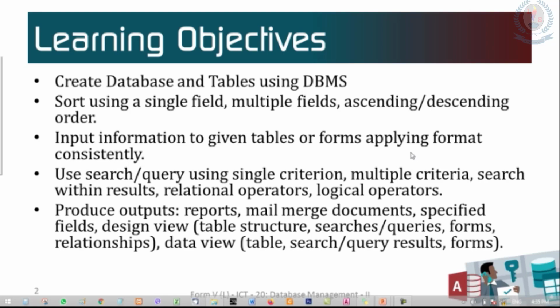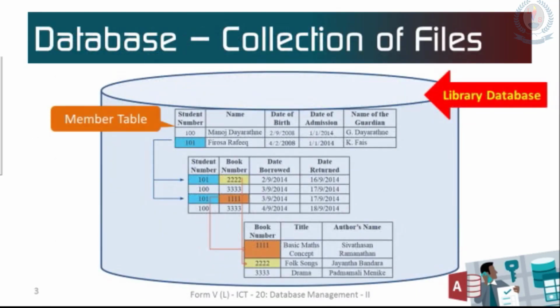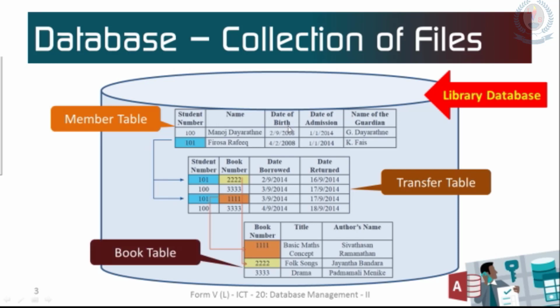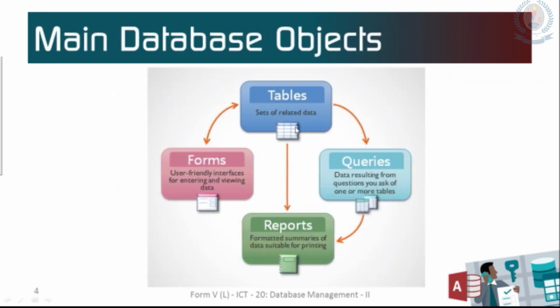Let's start our lesson. Hope you all can remember what I discussed in the previous video, the library system with 3 tables: member table, transfer table, and book table. From this video, we are going to learn how to create these main database objects using database management software. So children, we'll start from the tables, thereafter we'll move to forms, queries, and reports. Hope you all can remember these objects too.